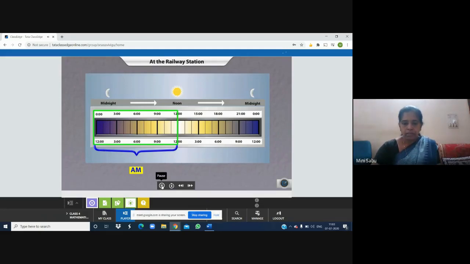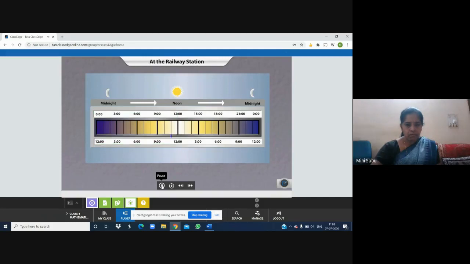The time duration from noon to midnight is termed as PM, that is post meridiem. Let's see how to tell the time using the 24-hour clock. For the first part of the day, that is from 12 midnight to 12 noon, we count the number of hours and minutes that have passed since midnight until the specified time.